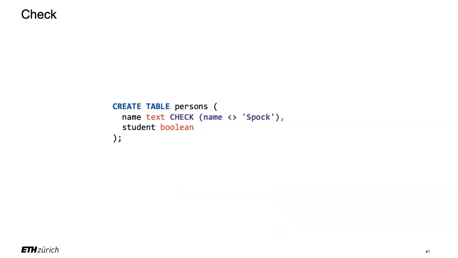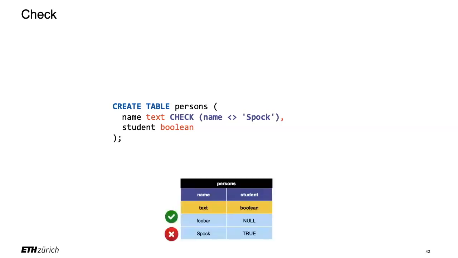Now the second one is check. So I can add it either to a single attribute like here. So here I say the name cannot be Spock, right? It's just an example. And then if you try to actually put it in there, it's going to throw an error.